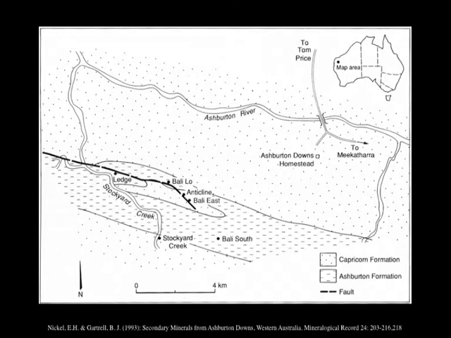So it basically consists of sedimentary rocks, the Capricorn and Ashburton formations of lower Proterozoic age. And the mineralisation occurs in a west-northwest trending anticlinal structure. And the prospects shown there are situated along a sheared fault zone.